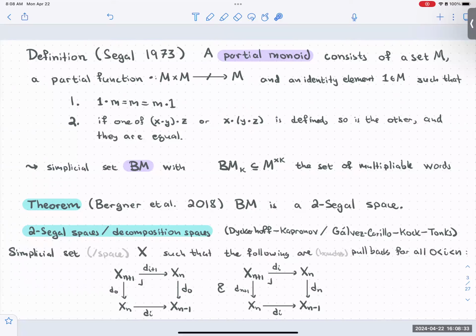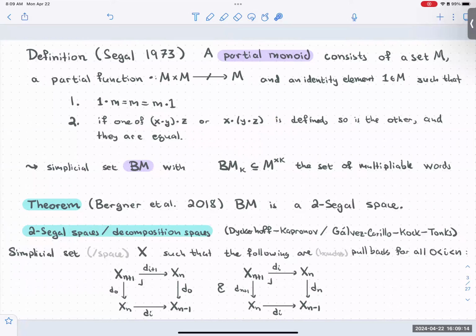And one thing to note is that this being defined actually is implying y dot z is being defined as well. So we can form a simplicial set out of this, just like we do with a regular monoid or a category, by letting the k simplices be the length k multipliable words. So these are the ones where there's some parenthesization where I can actually multiply them together, which by this strong associativity means that for all parenthesizations, I can multiply them together.